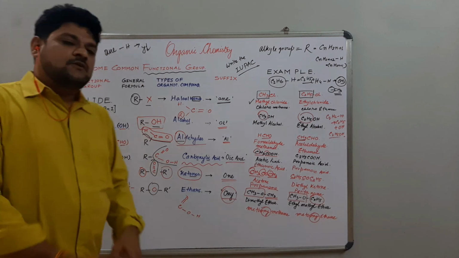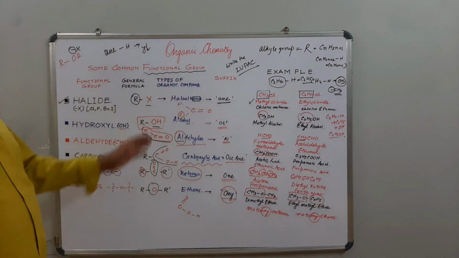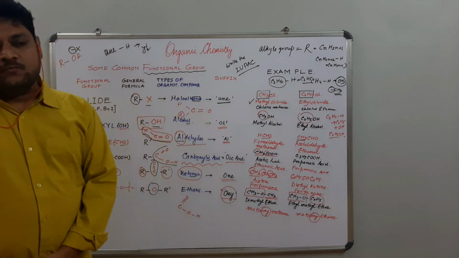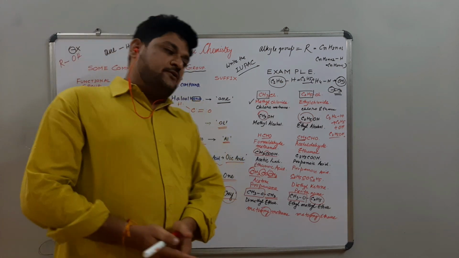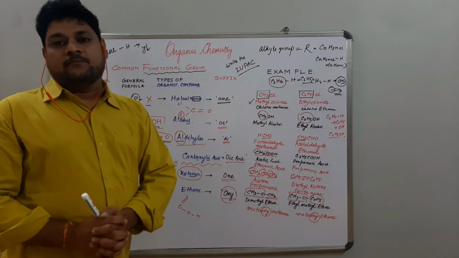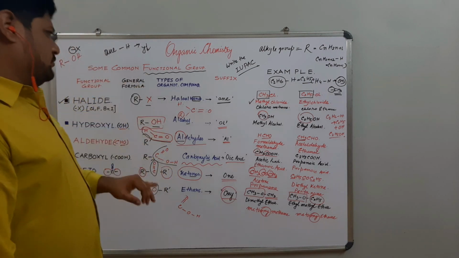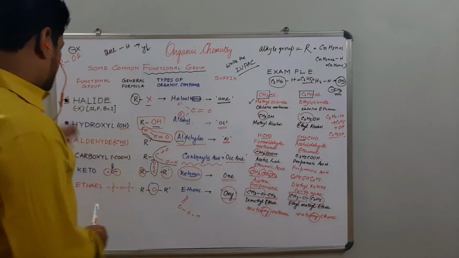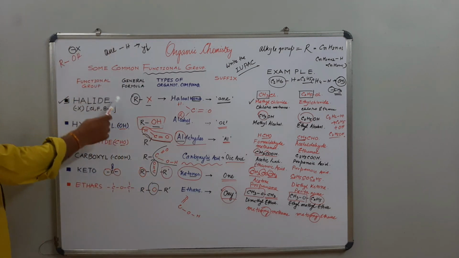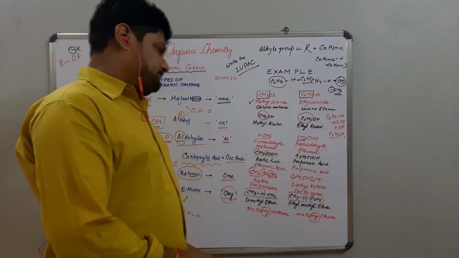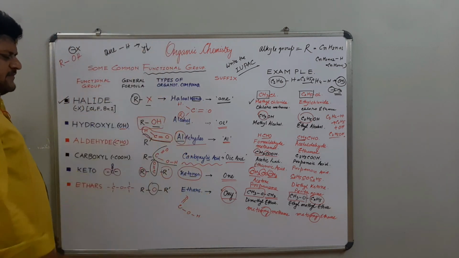Okay, so these are the functional groups. When an alkane loses one hydrogen, it becomes an alkyl group. When that alkyl group is associated with any element or compound, that element or compound we can call a functional group. There are so many functional groups: halide, hydroxyl, aldehyde, carboxyl, keto, and the ethers. So I have briefly discussed all this.